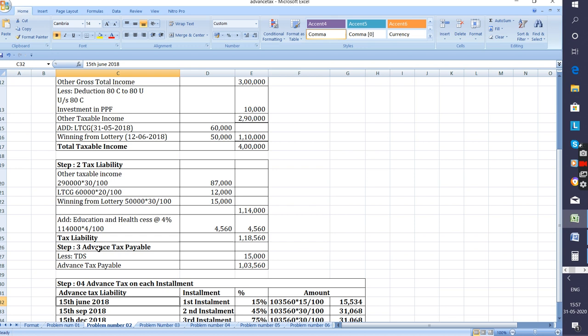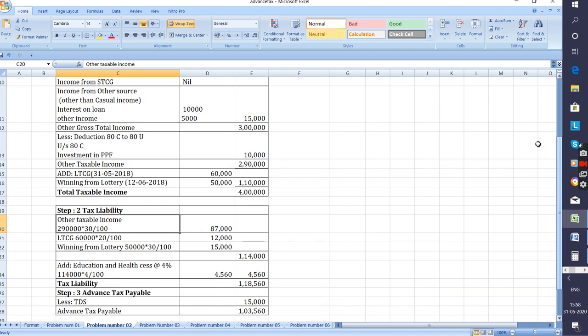Next, step number 2, tax liability. Right. Tax liability is how much? First, we have to calculate the other taxable income. Since it is not mentioned whether it is a firm or a company, we are taking it with the profession, 30%. Right. Other taxable income 2,90,000 into 30%, that is 87,000 is the tax amount.